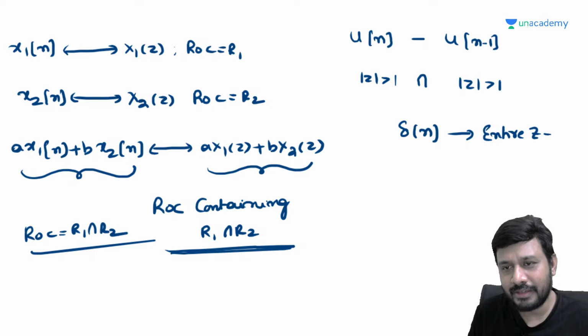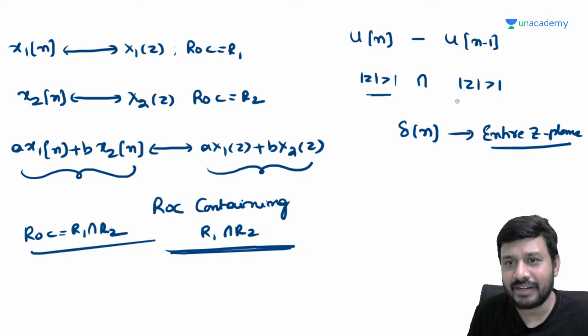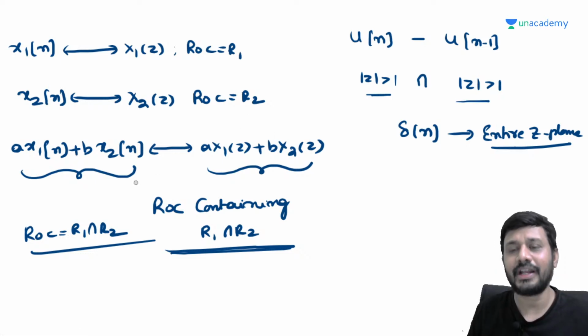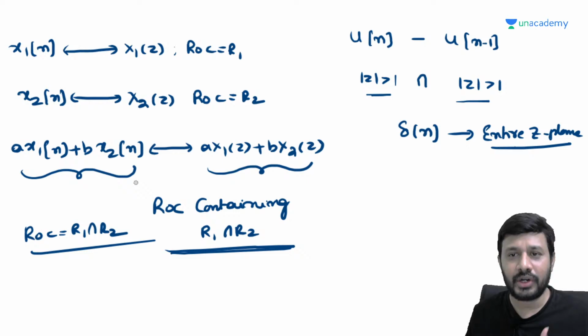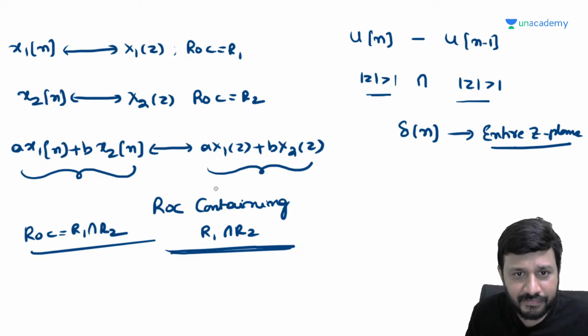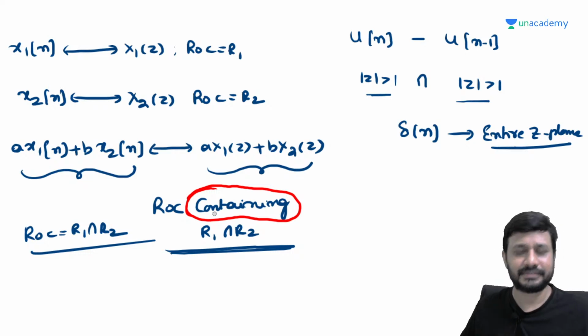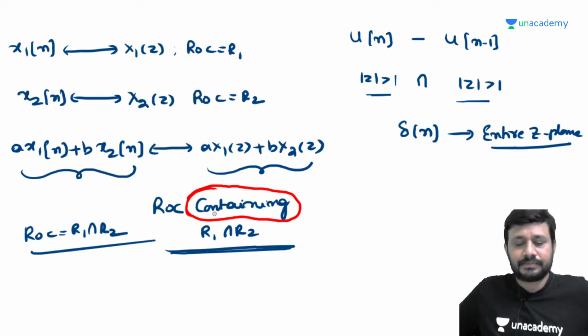Is it wrong to take the entire z plane? No, because the entire z plane includes mod z greater than 1. So ROC containing R1 intersection R2. The resultant ROC you get after this linear combination will definitely contain the previous ROC. There are a lot of hidden facts in the word containing. Hope you understood.